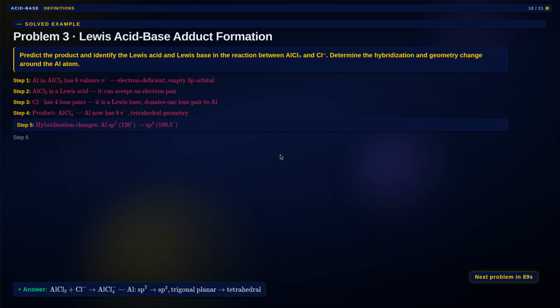Step 3. Cl- has 4 lone pairs. It is a Lewis base, donating 1 lone pair to Al. Step 4. Product AlCl4-. Aluminum has 8 electrons, tetrahedral geometry. Step 5. Hybridization changes sp2 to sp3, trigonal planar to tetrahedral.